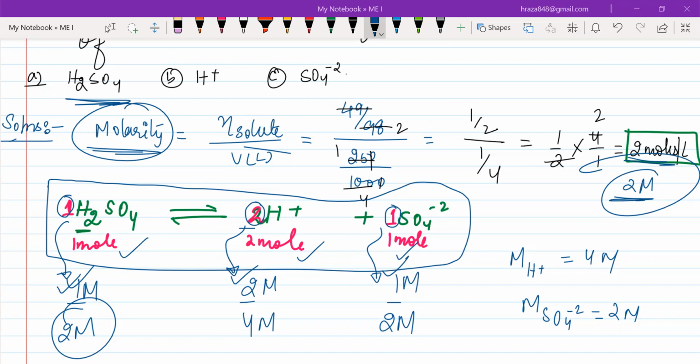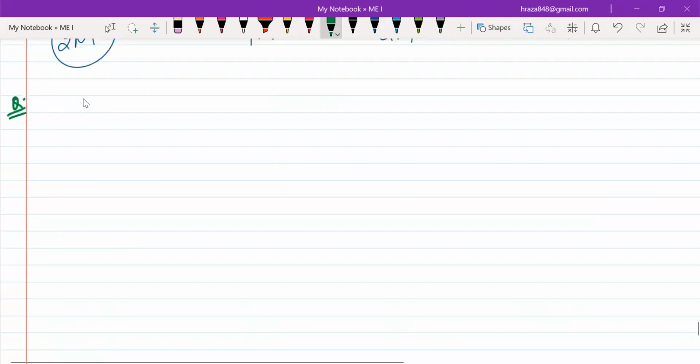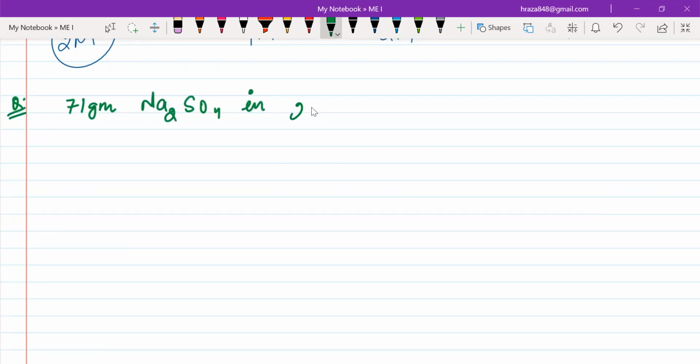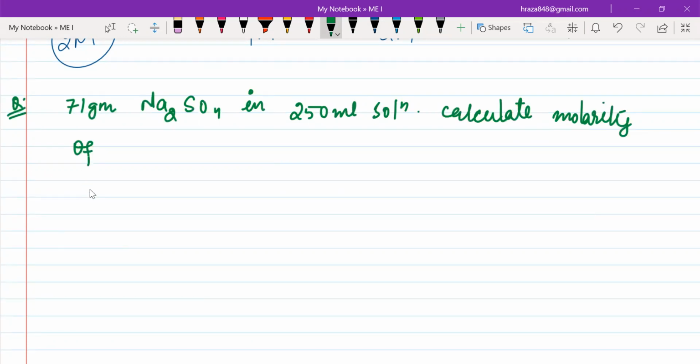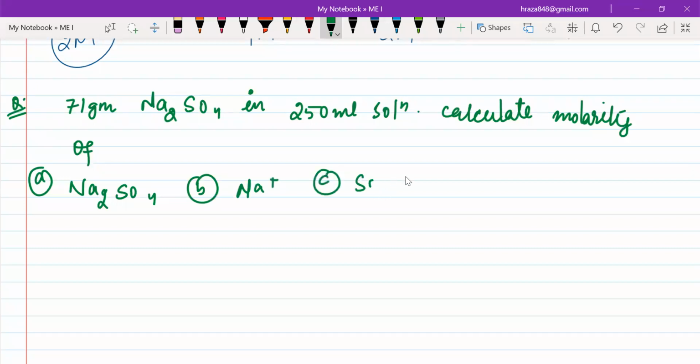Okay, I'm going to give you another question. 71 gram Na2SO4 in 250 ml solution. Calculate molarity of: first Na2SO4, then Na plus, and then SO4 minus 2. Please do it.